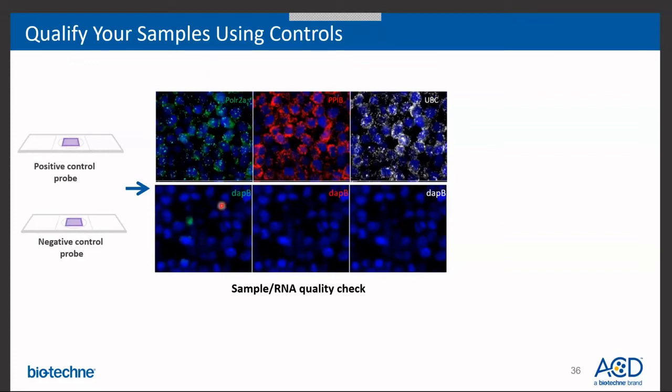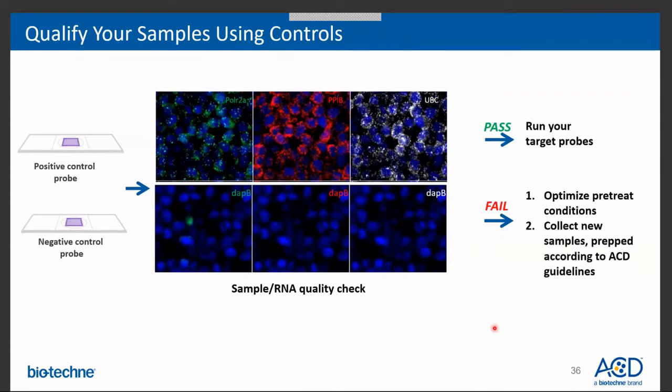And the negative control slide, as I mentioned, is a real RNAscope probe, but it's against a gene that's just not expressed in tissue in mammals. So once this looks good, once you see strong positive control probe staining and a clean negative, you can go ahead and run your target probes. But if this doesn't work out, if you're not seeing strong positive control probe staining, one thing you might need to do is optimize your pre-treat conditions. Worst case scenario, if the tissue wasn't prepared in such a way that the RNA quality is preserved, you may need to go back and collect fresh samples.